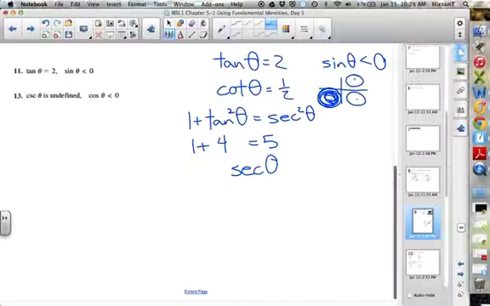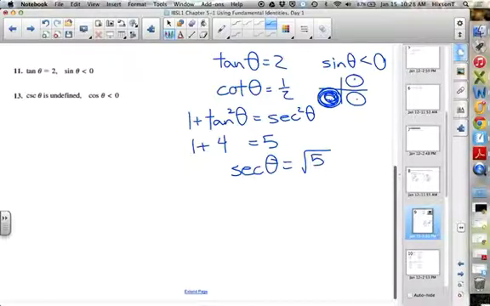You can just use radical 5 though. Now question, is it radical 5 or minus radical 5? Because algebraically when you take the square root it could be either one. Well, sine is less than 0, so it's negative. Yeah, but secant's related to cosine.